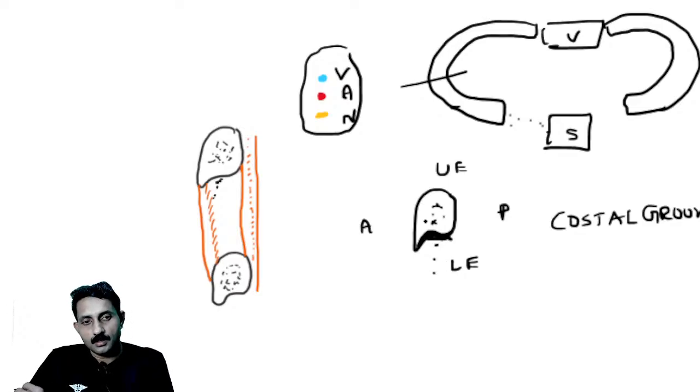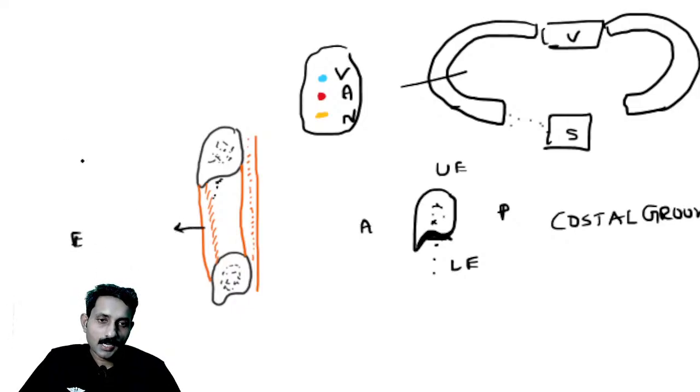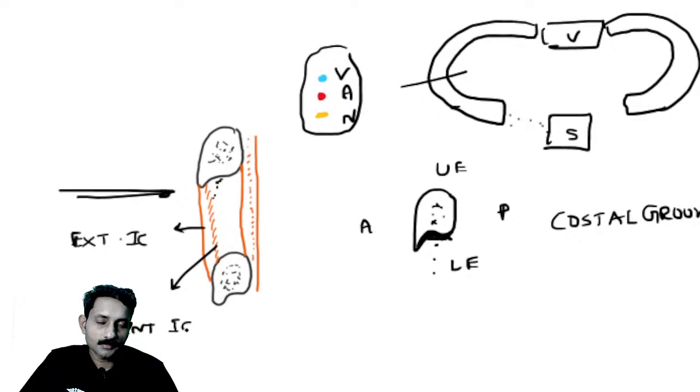Now what is the arrangement of structures? First, this is called external intercostal. I am putting a needle like this. So the first structure that will pass is the external intercostal. Then the internal intercostal. Then we get the innermost intercostal. Then the endothoracic fascia. The last structure is called pleura.